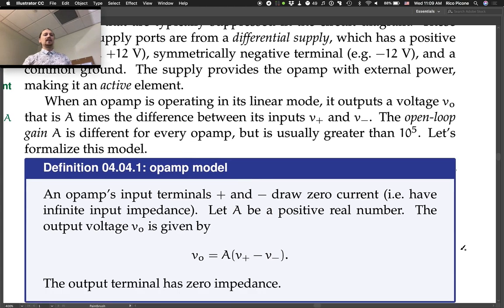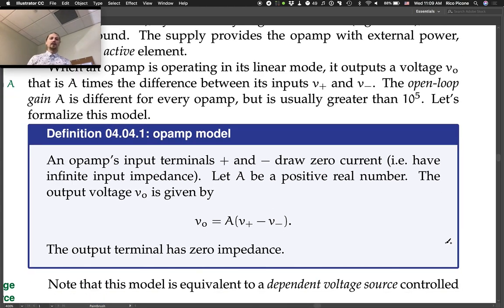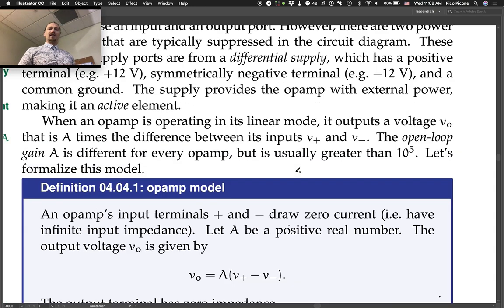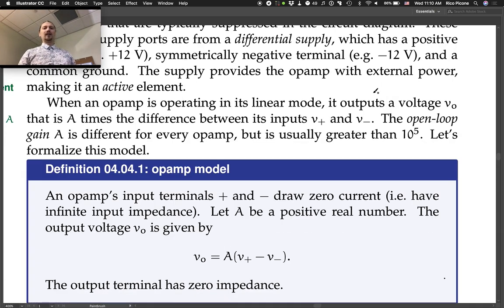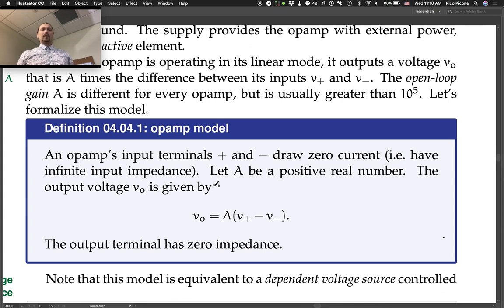Let's formalize this model. So an op amp's input terminals, plus and minus, draw zero current. In other words, they have infinite input impedance. This is like the gate on the MOSFET, right? The gate on the MOSFET doesn't draw any current. In the same way, the V minus and the V plus terminals don't draw any current. Okay? And the idea is that it doesn't need to draw any current because it's going to take all of its power from its differential supply. Okay. So that's the first part of it.